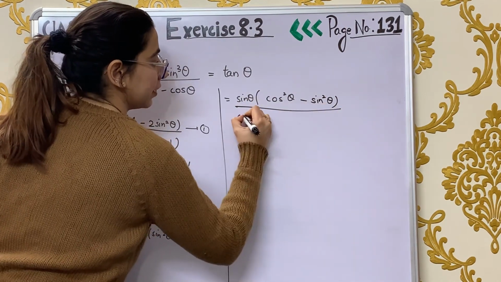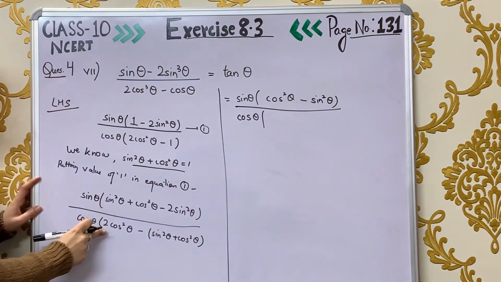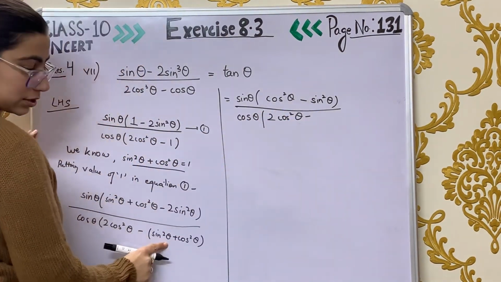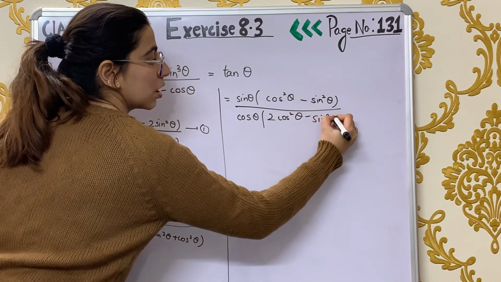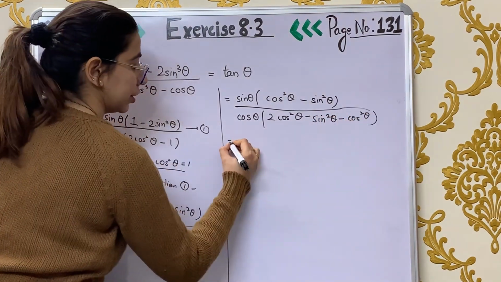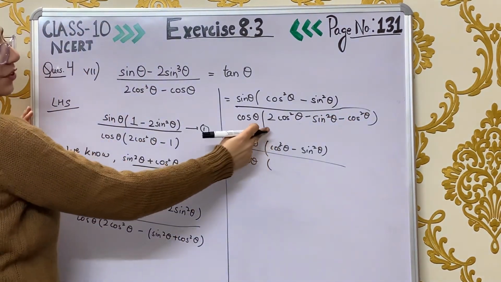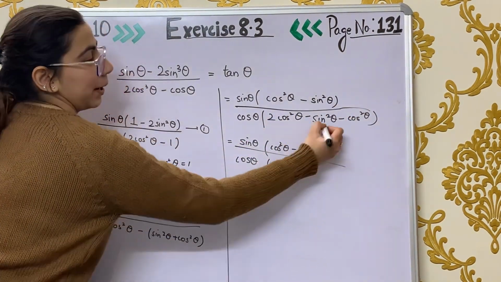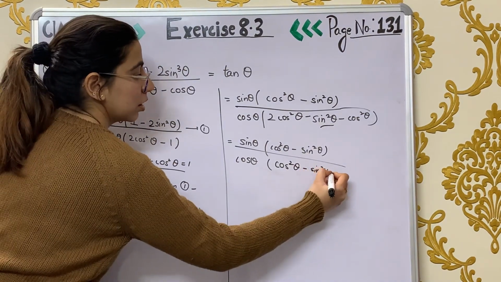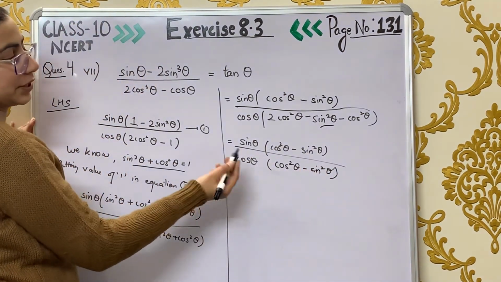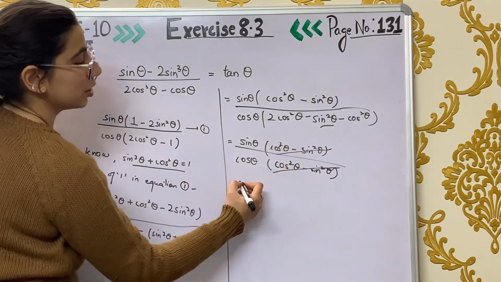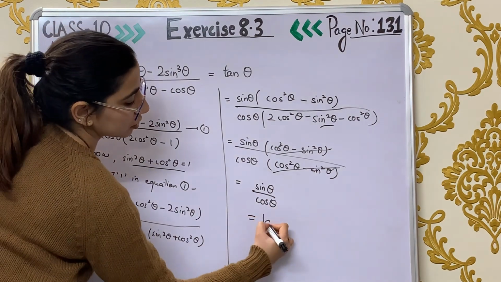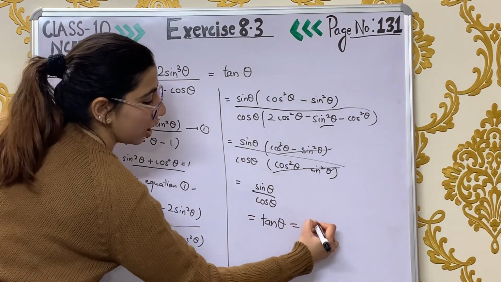In the denominator we have cos theta, brackets, 2 cos square theta minus sin square theta minus cos square theta. So in the denominator what we get is 2 cos square theta minus cos square theta, which is cos square theta, and minus sin square theta. So these both terms are the same in the numerator and denominator, so they get cancelled and we get sin theta by cos theta, which is equal to tan theta, which is equal to the RHS.